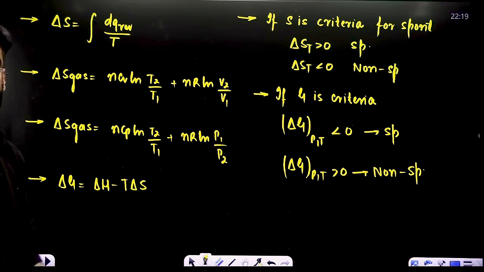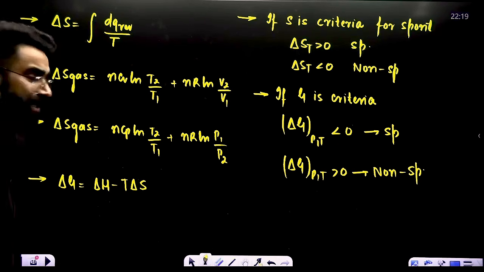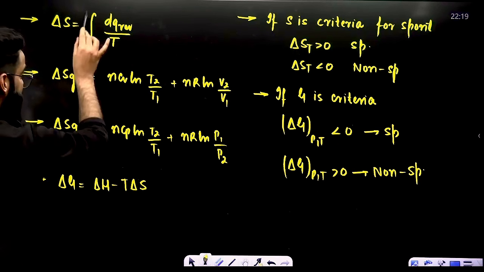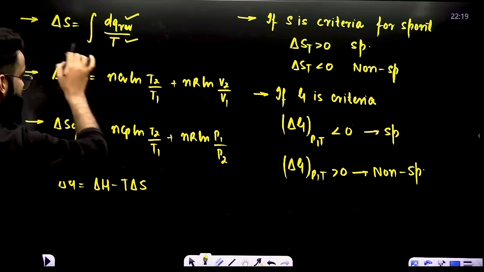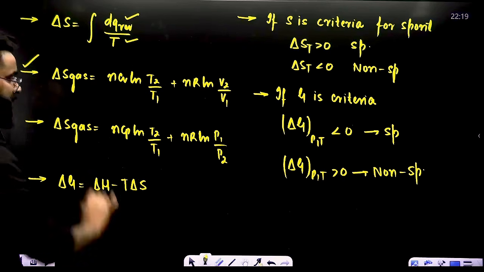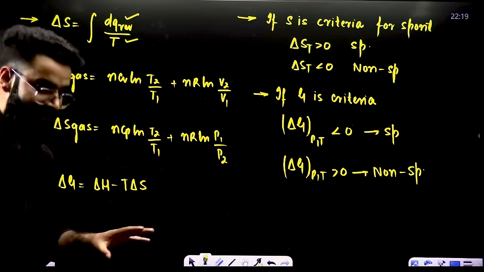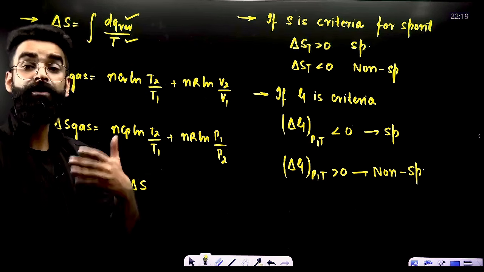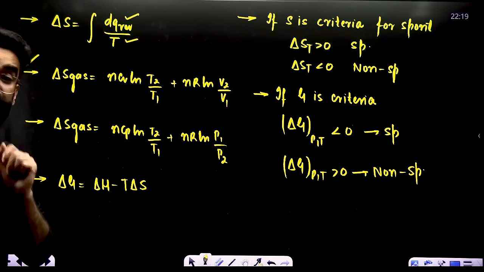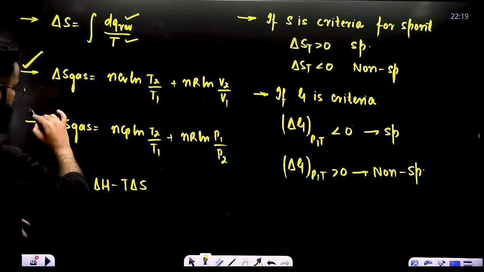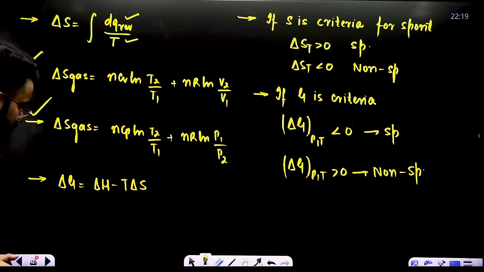When it comes to entropy, how do you calculate entropy change? The mathematical definition is the integral of dq reversible upon T. But a question is not asked as per this particular formula. Question is asked as per this particular formula. When the ideal gas undergoes a thermodynamic process, how do we calculate the entropy change of that ideal gas? This is the result which you can use, right?